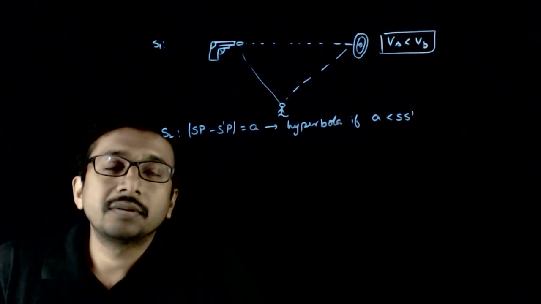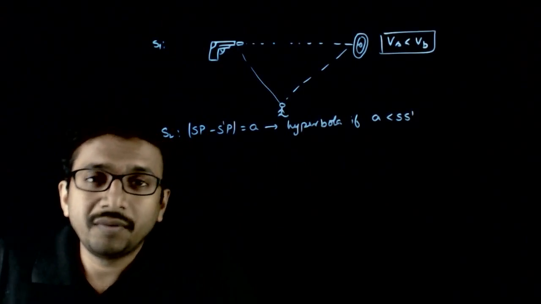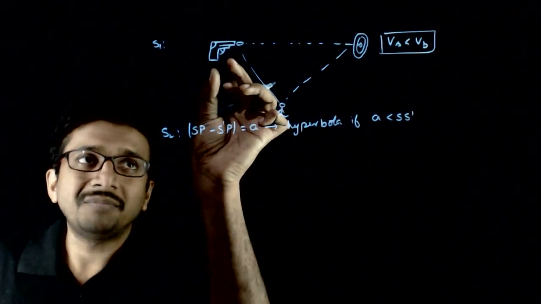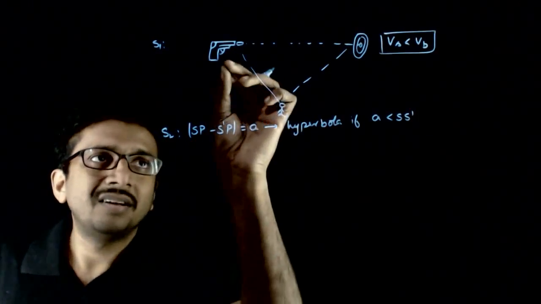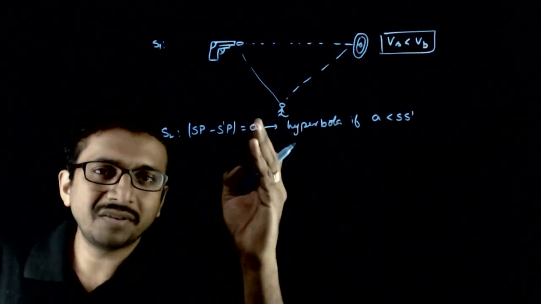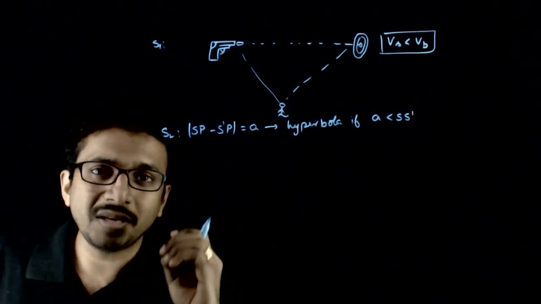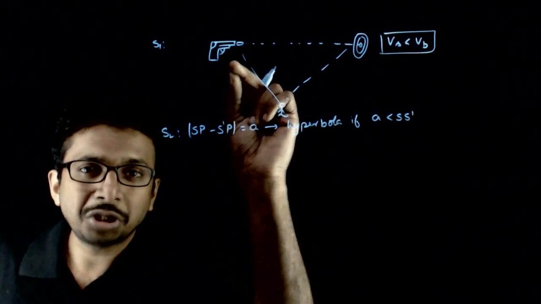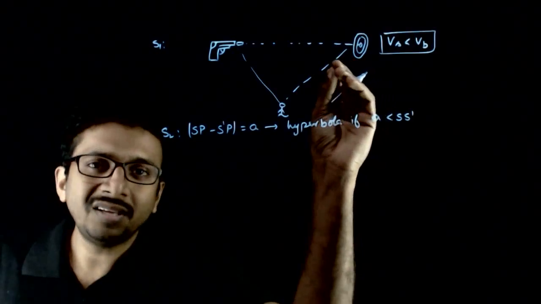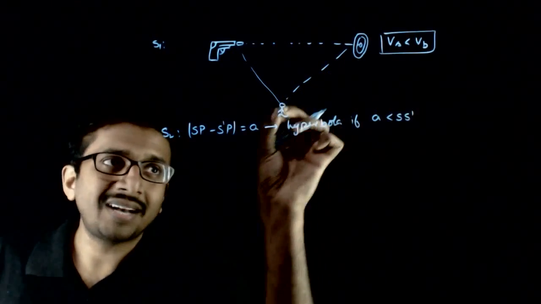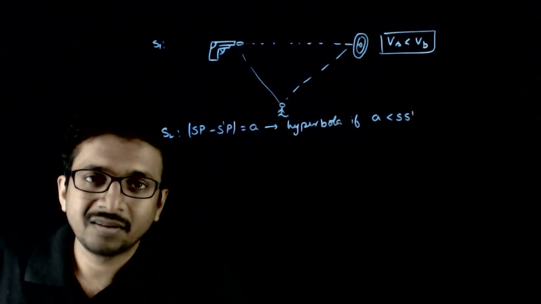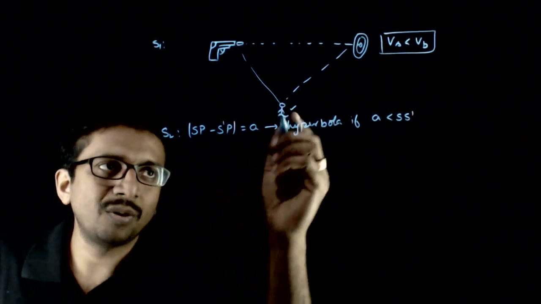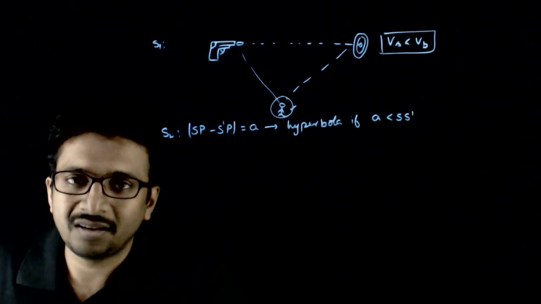So welcome students. In this question, you're given two statements. Statement 1 is: when a bullet is fired from a gun, it hits the target, and the observer is so placed that he hears the sound of the shot and the sound of the bullet hitting the target at the same time. If that is so, what is the locus of this observer? Given that this locus is a hyperbola, you have to check whether it is right or wrong.